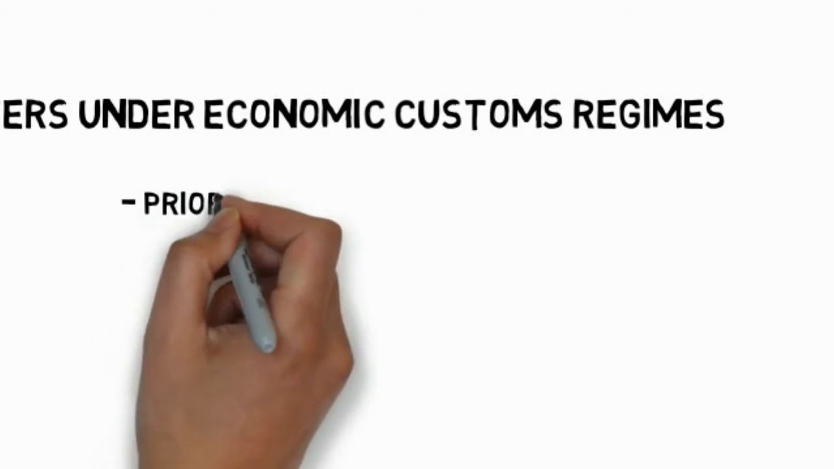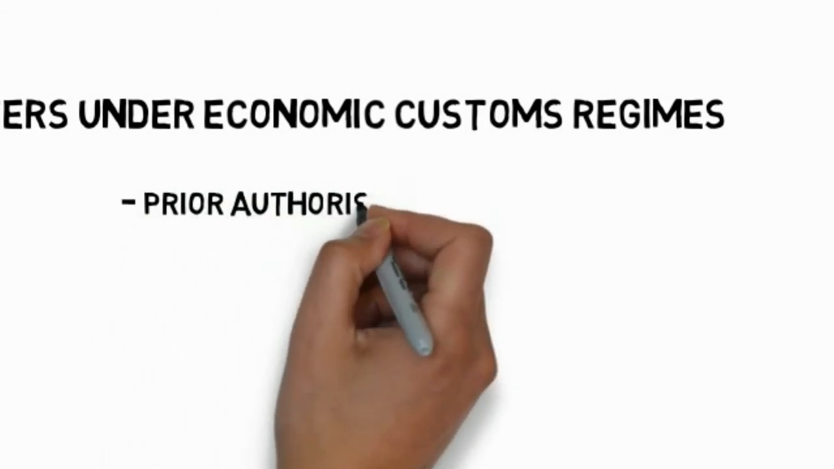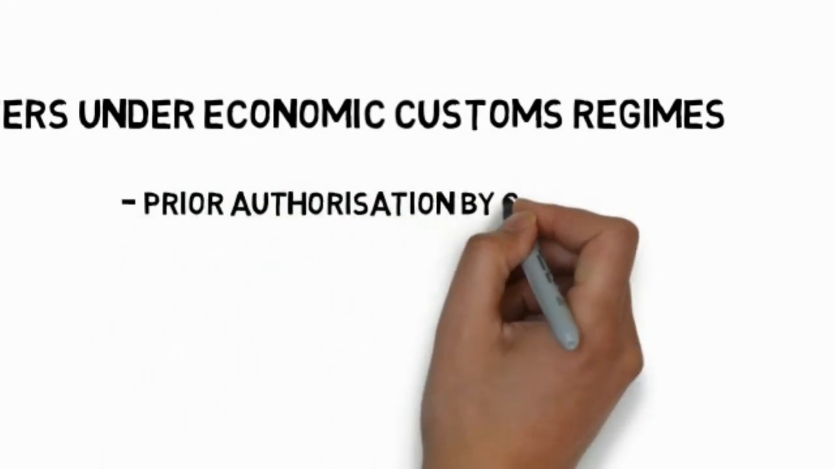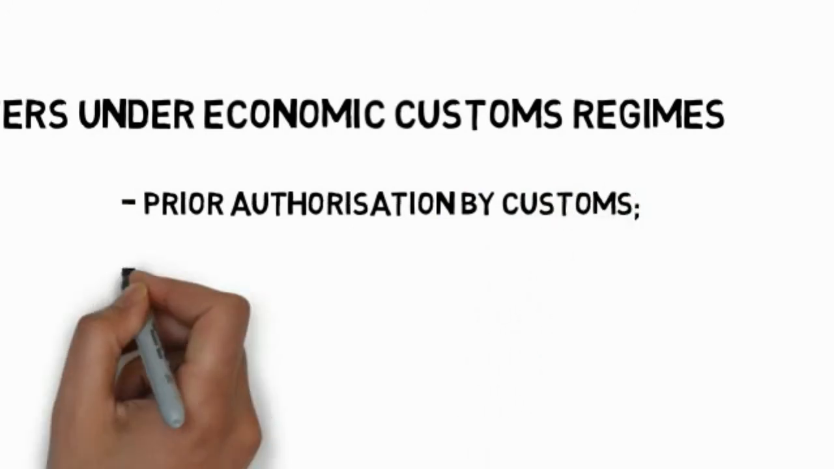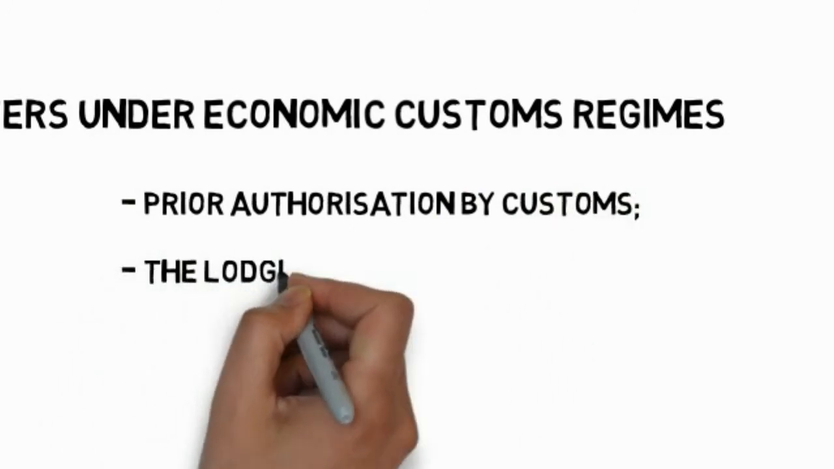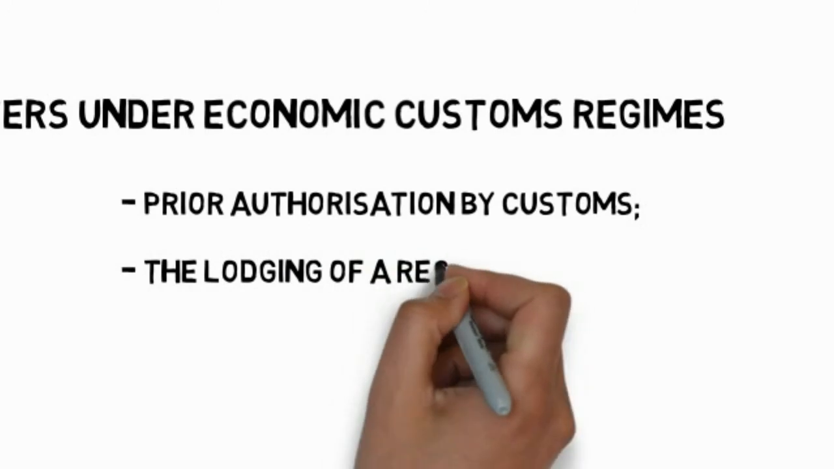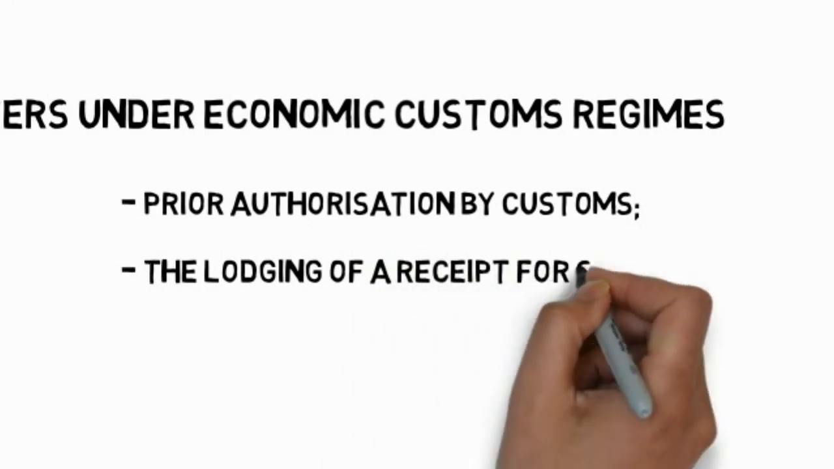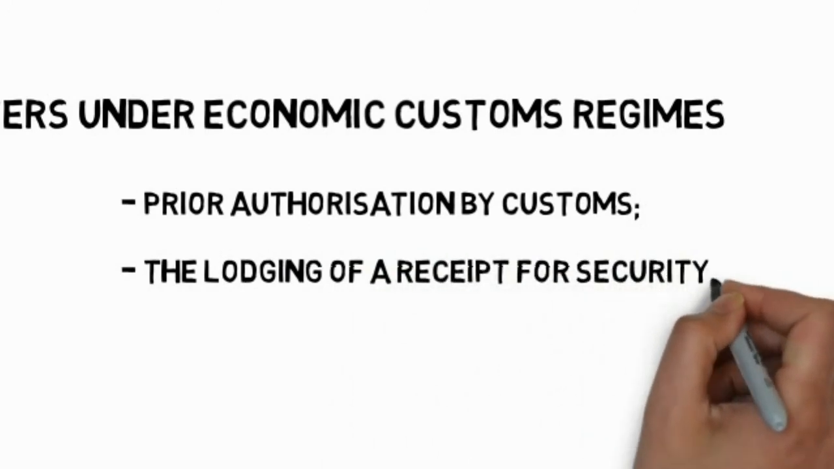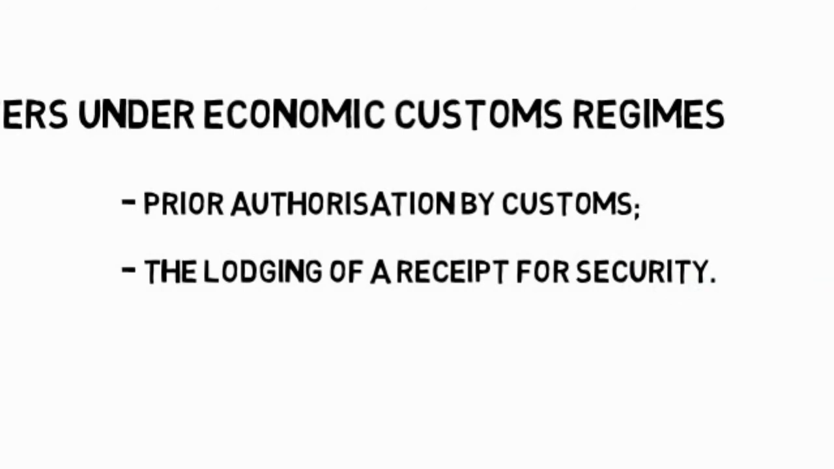Transfer under economic customs regimes. Goods placed under suspensive arrangements may be transferred only after that: A. Prior authorization by customs, B. The lodging with the customs of a receipt for security with the agreement of the transfer and the joint and several liability of the transferee and a guarantor.